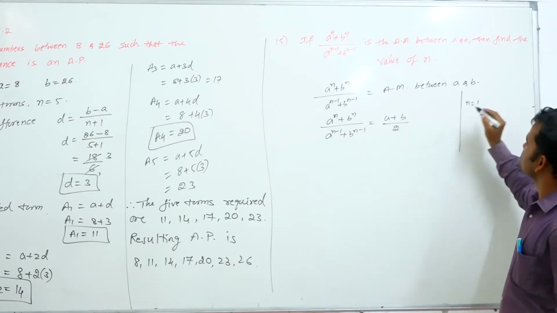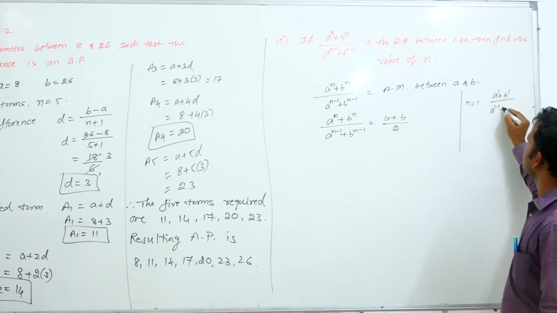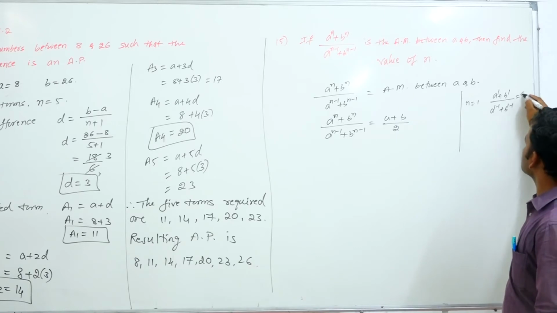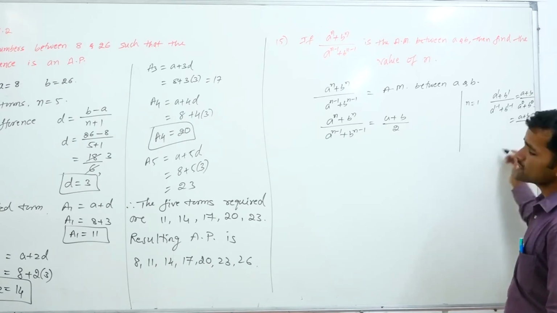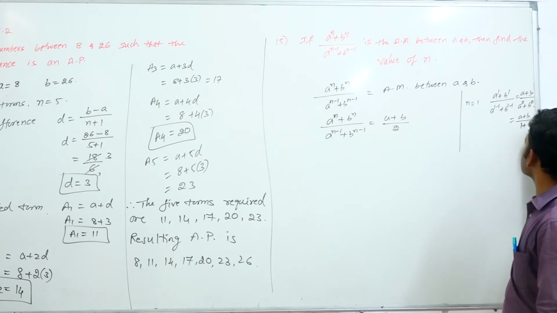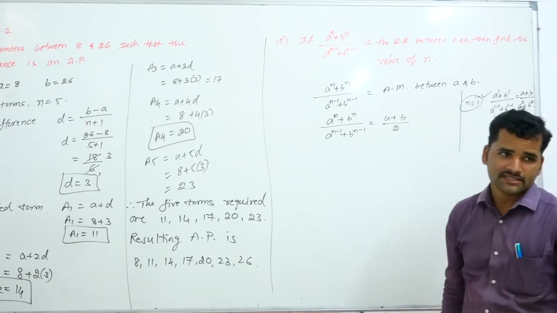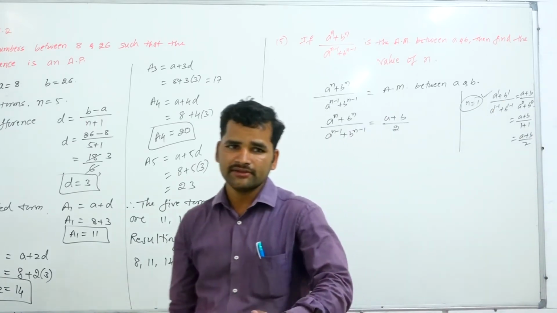If n is equal to 1, that is a raised to 1 plus b raised to 1 divided by a raised to 1 minus 1 plus b raised to 1 minus 1, that is a plus b divided by a raised to 0 plus b raised to 0. Anything to the power 0 is 1, so 1 plus 1, a plus b by 2. Yes, we are getting the RHS, therefore n is equal to 1 is the answer. N is equal to 1 directly we can write.